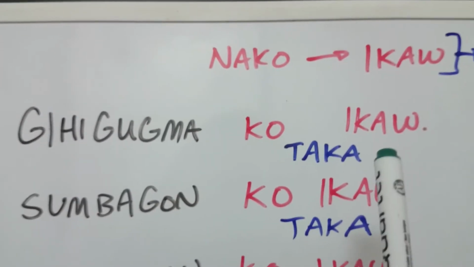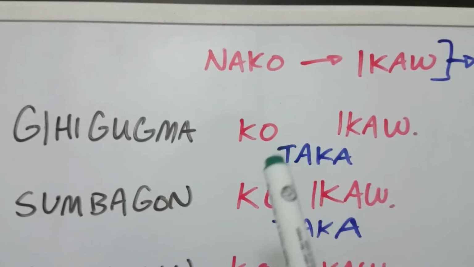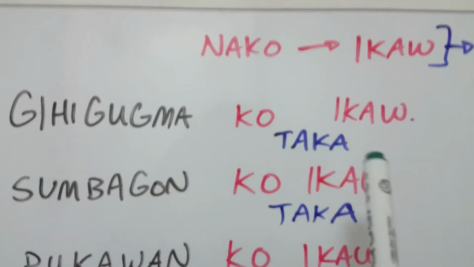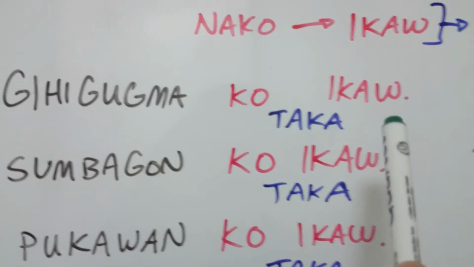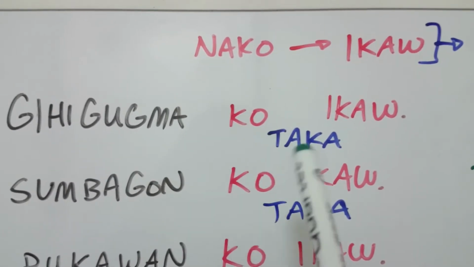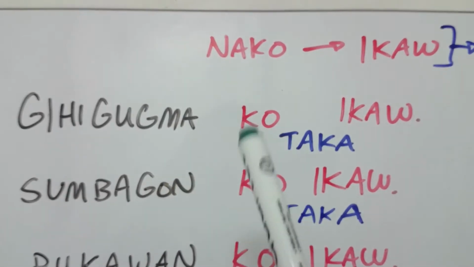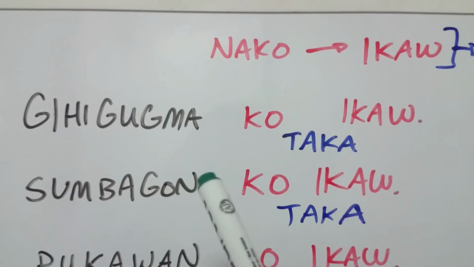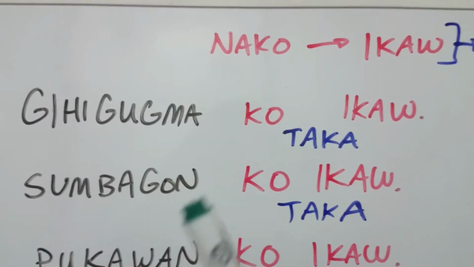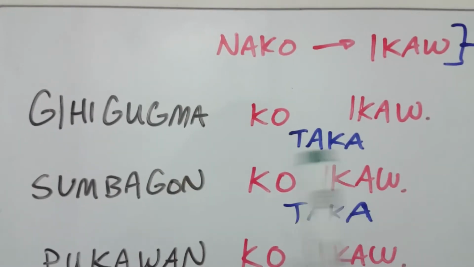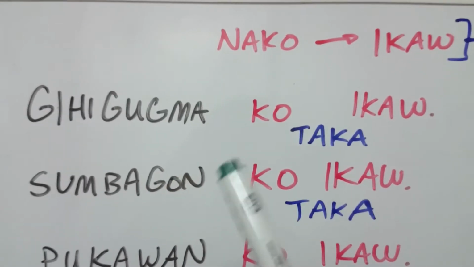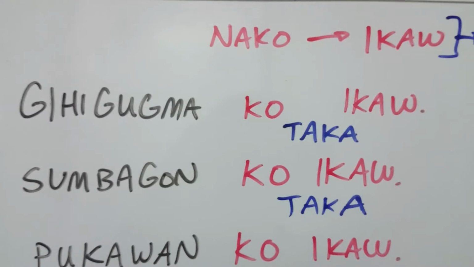It holds more importance than me. I'm the one doing the loving to you because you're holding more importance than me. You're my focus, right? And of course, ko is like the short form. So I can change gihigugma ko ikaw into gihigugma taka, or as some other dialect speakers would say, gihigugma tika, gihigugma tikaw. It doesn't matter, right? Just dialectal difference again.